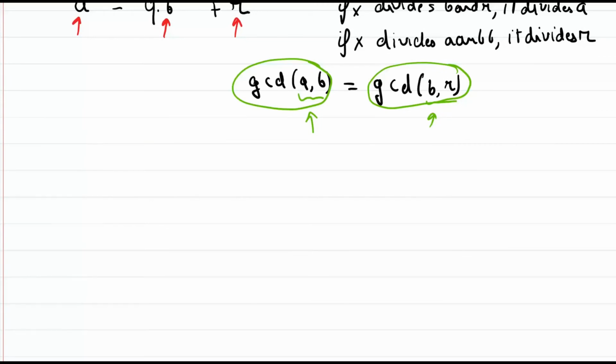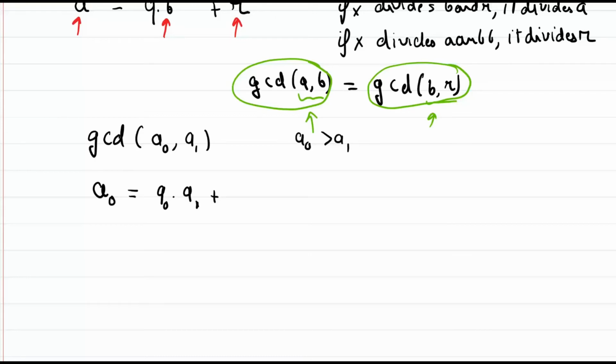In order to describe this algorithm more precisely, let's change the notation a little bit. Suppose I want to compute the greatest common divisor of two numbers. I call them a0 and a1. Without loss of generality, let's suppose a0 is greater than a1. What I do first is a first division: a0 equals some quotient q0 times a1 plus some remainder, which I'll call a2. Now I'm interested in the greatest common divisor of a0 and a1, but I just said that this is the same thing as the greatest common divisor of a1 and a2.